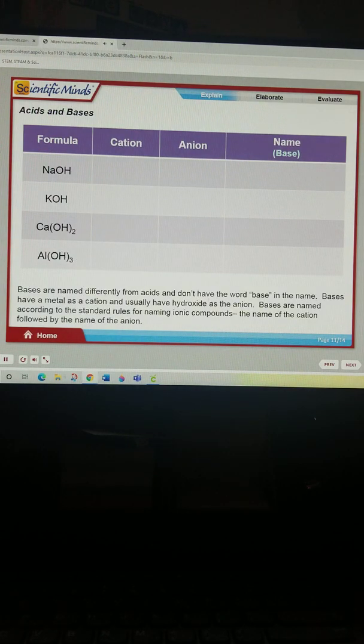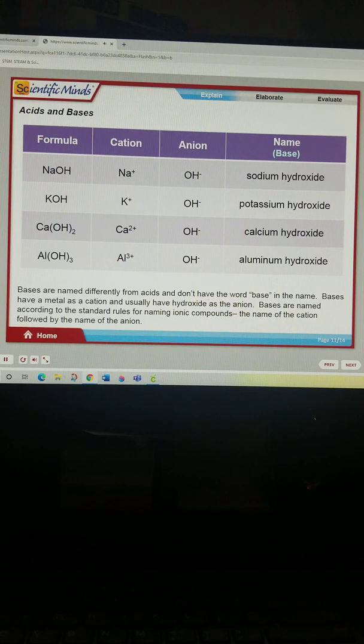Bases are named differently from acids and don't have the word base in the name. Bases have a metal as a cation and usually have hydroxide as the anion. Bases are named according to the standard rules for naming ionic compounds: the name of the cation followed by the name of the anion.